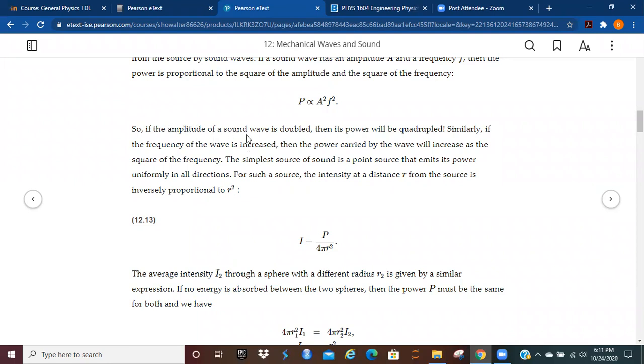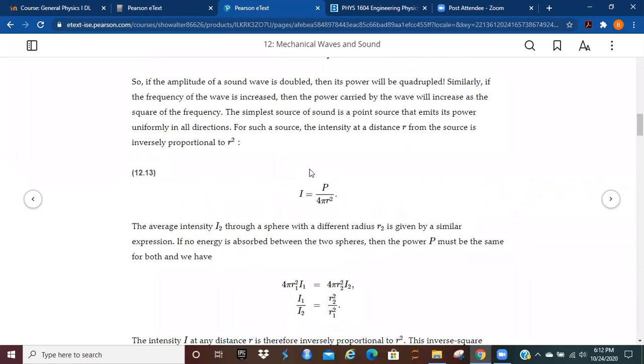So if the amplitude of a sound wave is doubled, then the power will be quadrupled. Similarly, if the frequency of the wave is increased, then the power carried by the wave will increase as the square of the frequency. The simplest source of sound is a point source that emits its power uniformly in all directions.